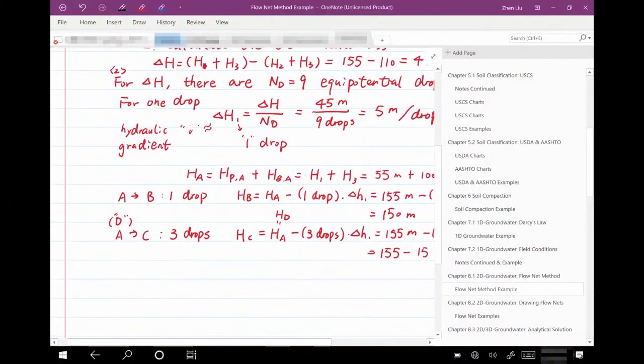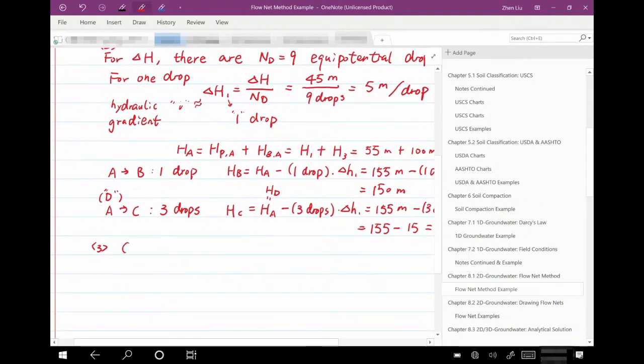and for part 3, we need to calculate the flow rate. That's how much water that we can collect on the right-hand side of the dam. For this one, we just use that equation. Q equals K. In the past, we said that Darcy's law tells Q equals KiA, but now we use the graphical method. So now it's a little bit different. It's K L delta H times NF over ND. And there's also a B over A here, but when we are drawing the flow net, we want to make sure this ratio equals 1, so we don't need to consider this one.